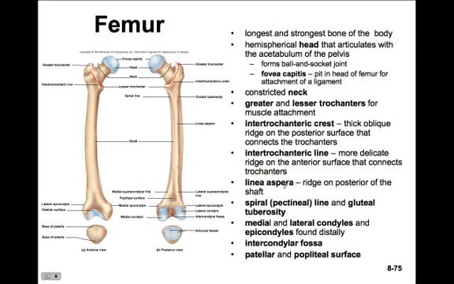The linea aspera is a ridge on the posterior shaft. This is a pretty prominent feature right here. You'll definitely feel it if you get your hands on Hank.